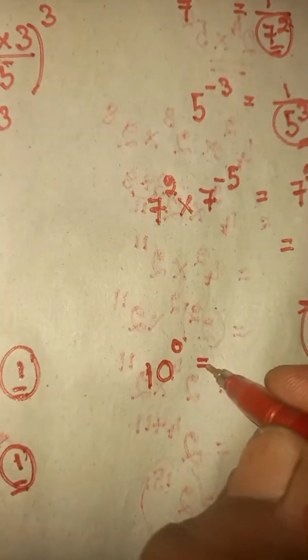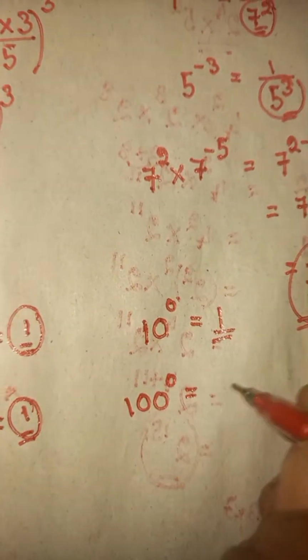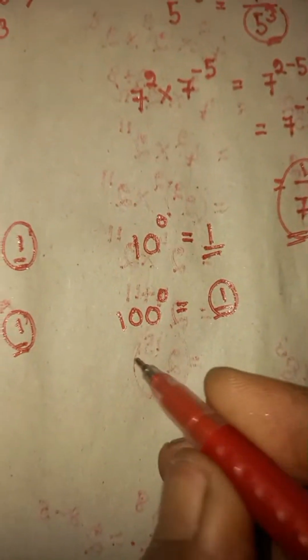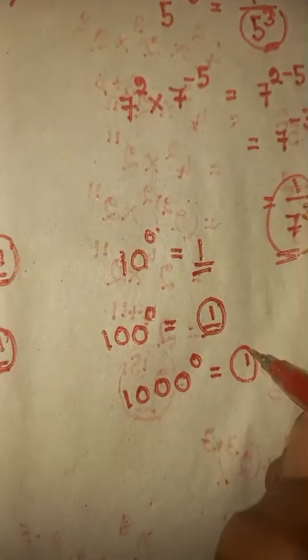If you take 10 power of 0, it is also 1. If you take 100 power of 0, it also becomes equal to 1. And if you take 1000 power of 0, it also becomes equal to 1. That is, any number to the power 0 becomes equal to 1.